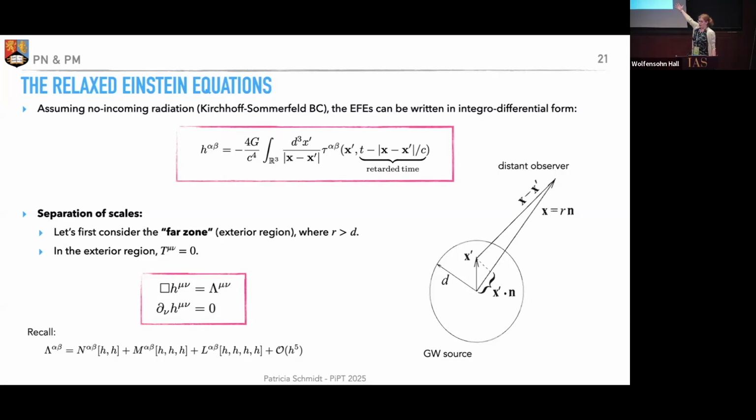And now the question is how we're going to solve this. This thing is very complicated, right? It's clearly nonlinear, has all sorts of stuff in there. So how are we going to solve this?